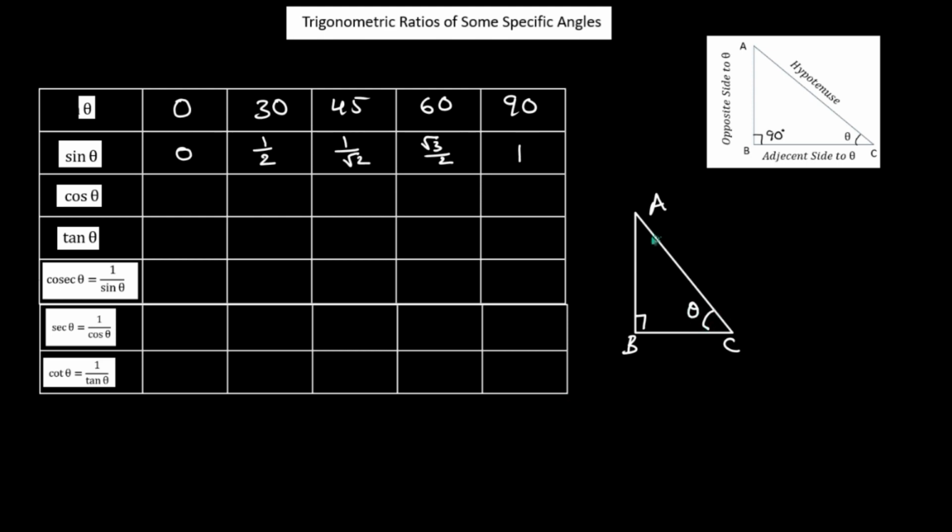Okay, then what about this angle? The sum of the three angles will be 180 degrees. So 90 degrees is going for B. So angle A plus angle C is 90 degrees. Let's take angle C as theta. Then what about angle A? Angle A is 90 minus theta.